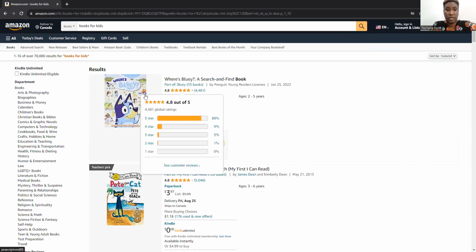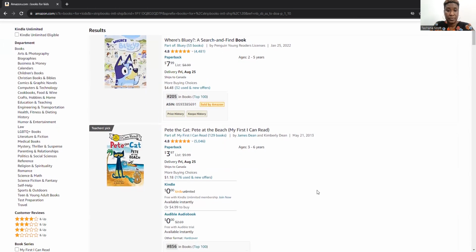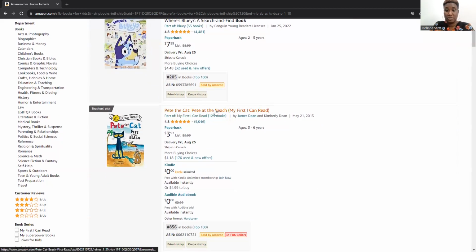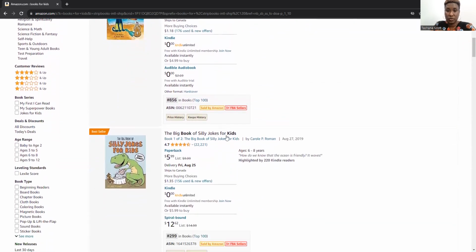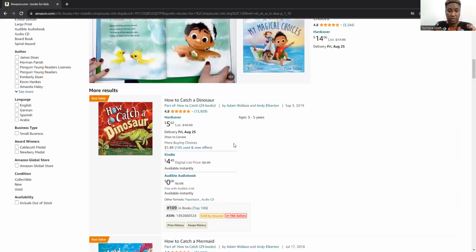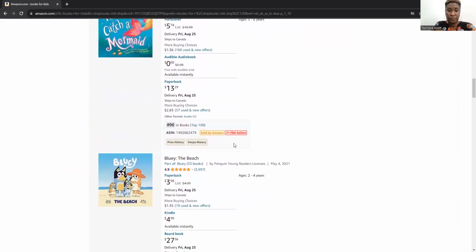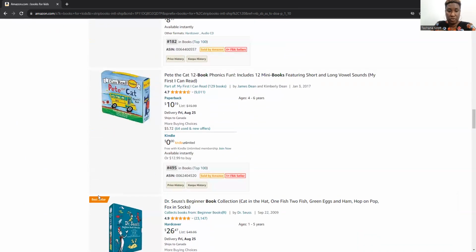So you're seeing Bluey here. Bluey is very popular for those of you who have kids. It's not just a book, but it's a TV series. Same for Pete the Cat. And you can look in the titles of these books and actually find keywords here, right? If you're talking about books about the beach, Pete the Cat at the beach, big book for silly jokes for kids. How to Catch a Dinosaur. If you're writing a book about dinosaurs for kids, How to Catch a Mermaid, right? And you can look at your bestsellers.